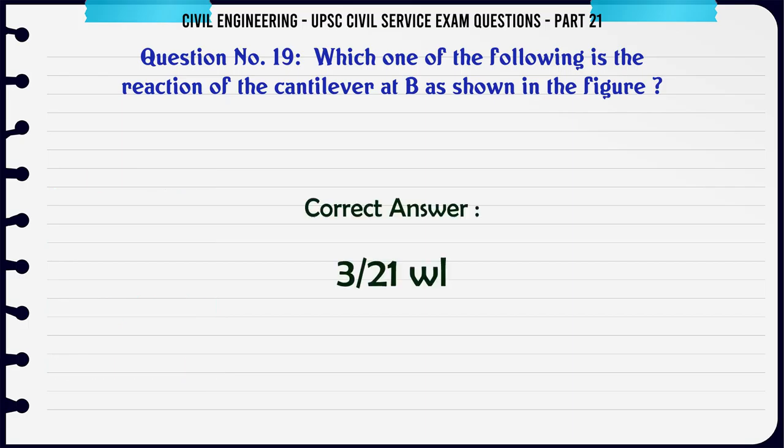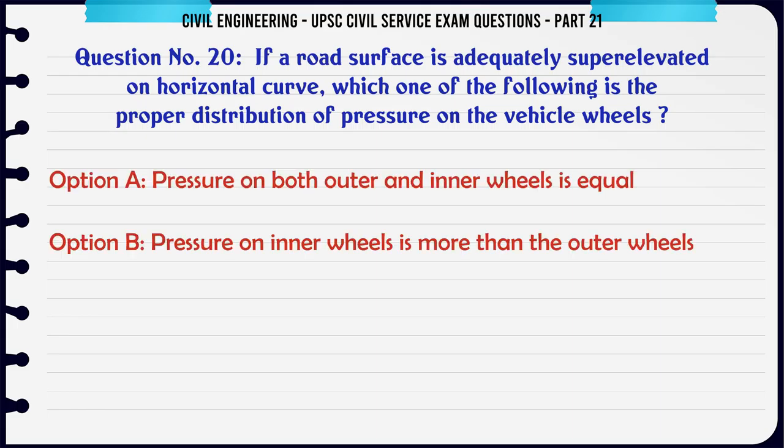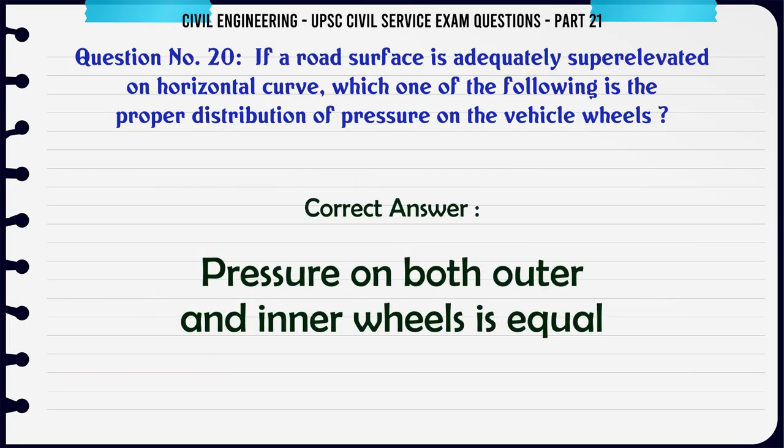3/21 WL. If a road surface is adequately superelevated on horizontal curve, which one of the following is the proper distribution of pressure on the vehicle wheels? A. Pressure on both outer and inner wheels is equal. B. Pressure on inner wheels is more than the outer wheels. C. Pressure on inner wheels is less than the outer wheels. D. Pressure on front wheels is thrice the pressure on rear wheels. The correct answer is pressure on both outer and inner wheels is equal.